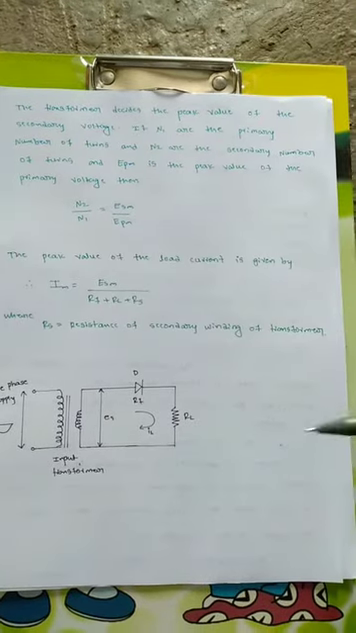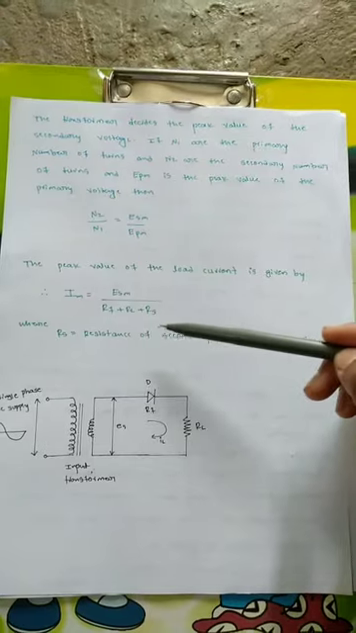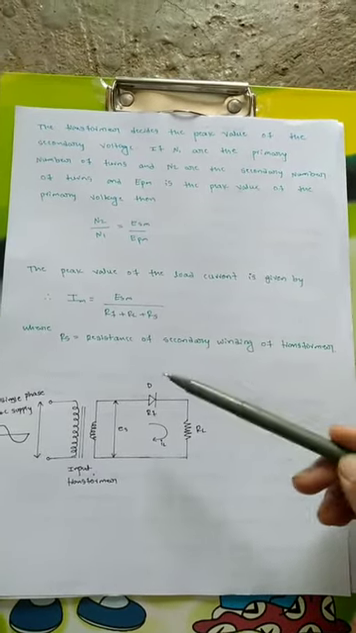The peak value of the load current is given by Im equal to Esm divided by Rf plus RL plus Rs, where Rs is the resistance of the secondary winding of the transformer.